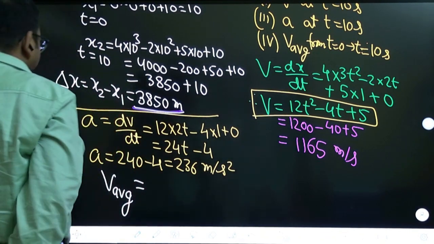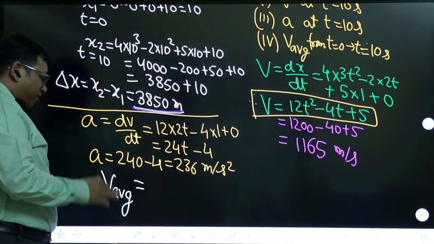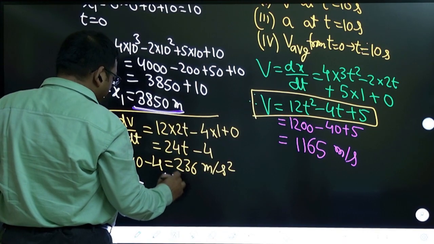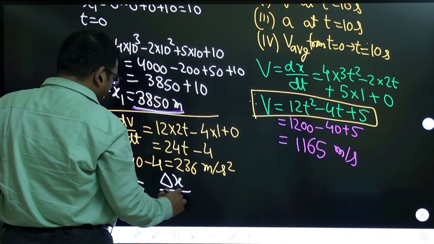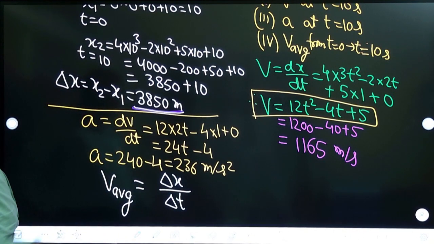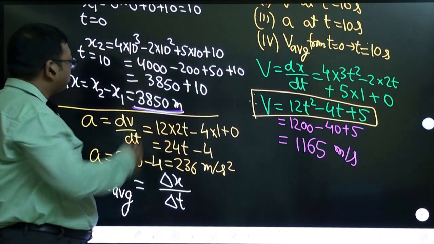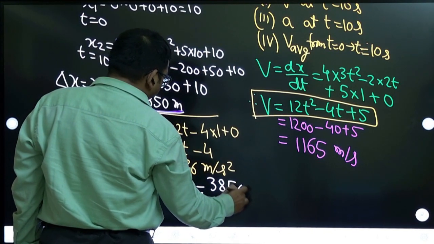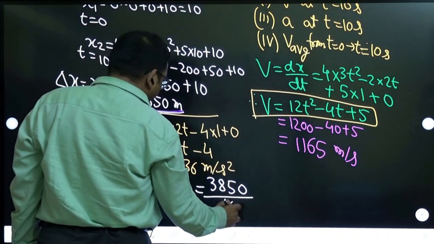No formula, basic definition. Average velocity's basic definition is displacement by time. Why are you thinking of formulas? Displacement by time. So displacement you have already calculated for 10 seconds. This is what it is, 3850, by time interval of 10 seconds.